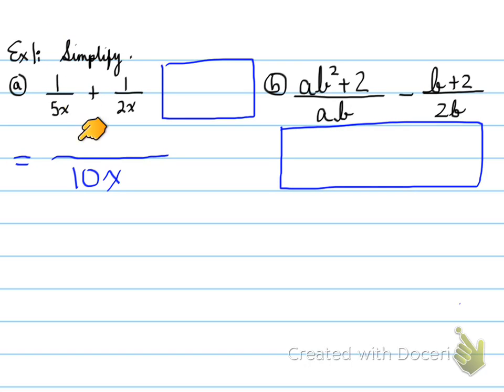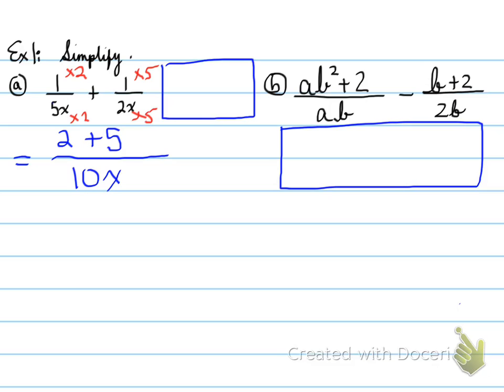Here, the denominator is 5x. We want it to become 10x. How are we going to do that? Well, 5x times 2. And whatever we multiply on the bottom, we have to do on the top. So we multiply by 2, both the top and the bottom, and that gives us 2. Now the next one, 2x times what gives us 10x? That is times 5. And then we multiply by 5 on the top. Once we do that, we can now say, okay, well, 1 times 5 is 5.